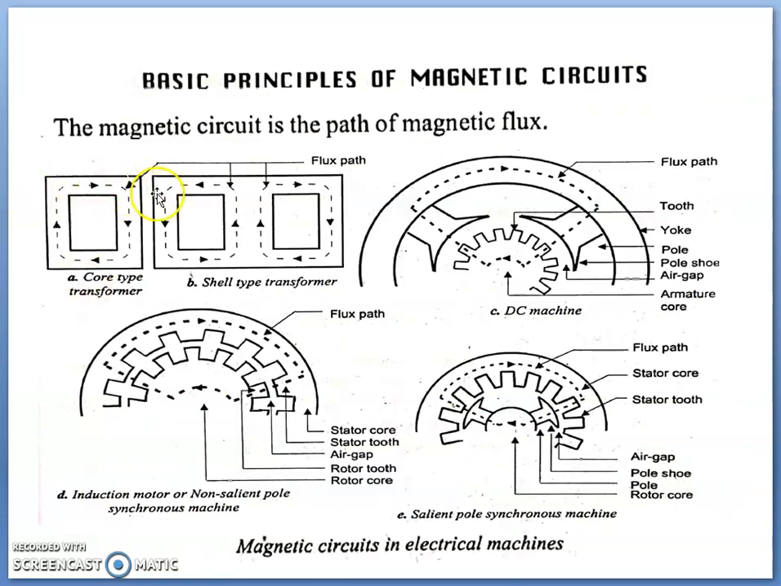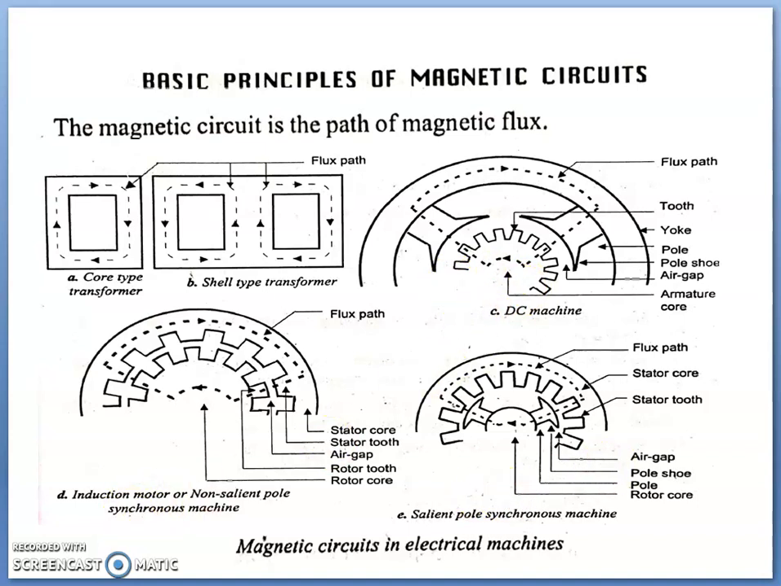In the last class, we discussed how the magnetic circuit is established in different types of electrical apparatus, starting from core type transformer, shell type transformer, DC machines, induction motors, and synchronous machines. In a core type transformer, a single series magnetic circuit is established. In a shell type transformer, two paths, that is a parallel magnetic circuit, is established. And we also discussed how the magnetic circuit is established in a DC machine, induction machine, and synchronous machine.